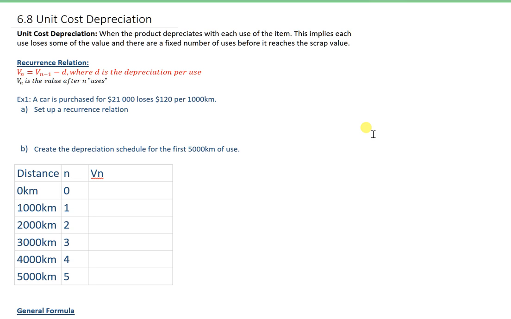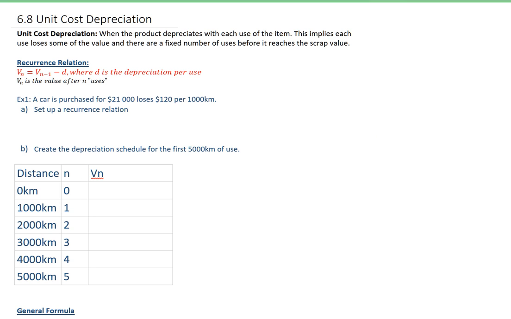So we purchase a car for $21,000. Okay, so that's its V0, its initial value, and it loses $120 per 1,000 kilometers. So for every 1,000 kilometers you drive, it loses $120. So you could also think about that as for every 100 kilometers you drive, you lose $12. For every 10 kilometers you drive, you lose $1.20. For each kilometer you drive, you lose 12 cents.